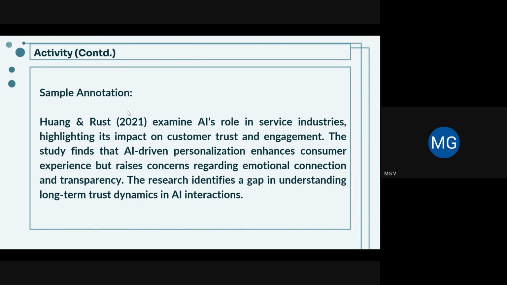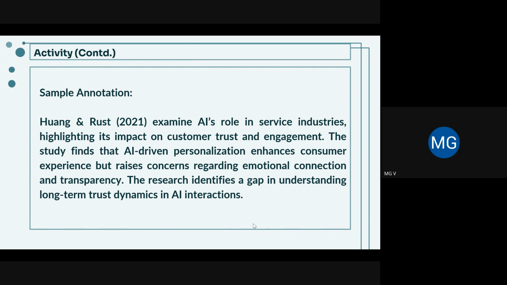Examine AI's role in service industries, highlighting its impact on customer trust and engagement. The study finds AI-driven personalization enhances consumer experience but raises concerns regarding emotional connection and transparency. The research identifies a gap in understanding long-term trust dynamics in AI interactions. So I hope this provides insights to you. So the outcome achieved is structured annotation.